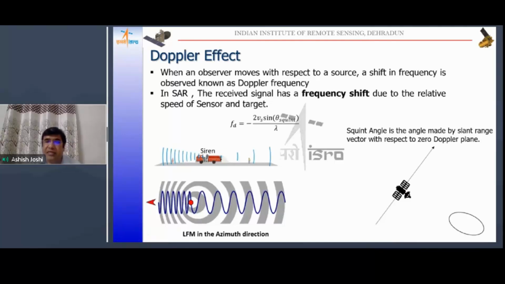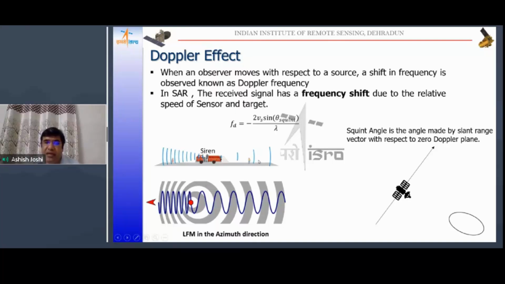So next is the Doppler effect. What is the Doppler? Due to the motion of the SAR, we have already learned the Doppler. When an observer moves with respect to the source, a shift in frequency is observed, which is known as the Doppler frequency. This Doppler shift is given by this formula: Fd is equal to 2Vs sine squint over lambda. So this is the Doppler shift.